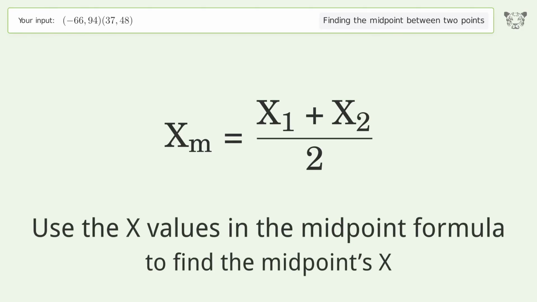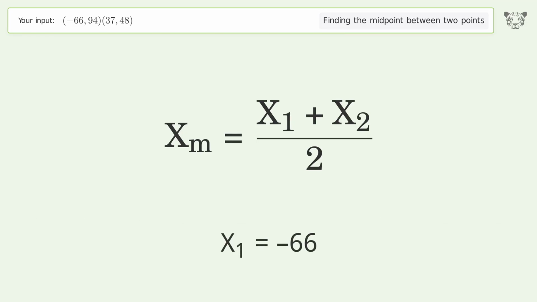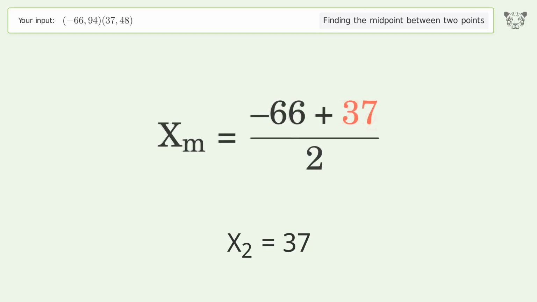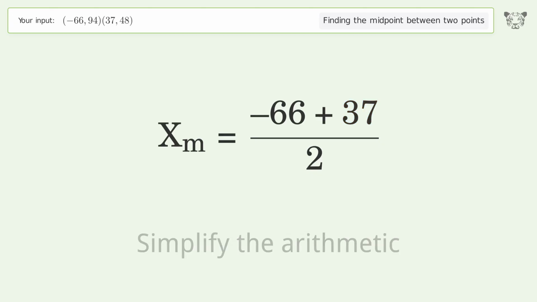Use the x values in the midpoint formula to find the midpoints x. x1 equals negative 66. x2 equals 37. Simplify the arithmetic.